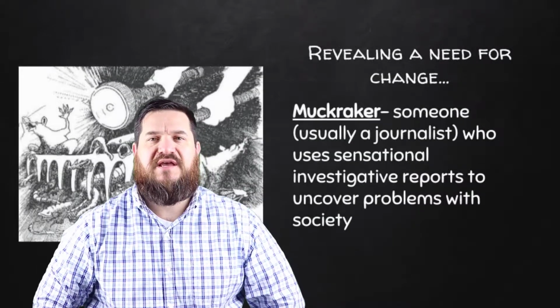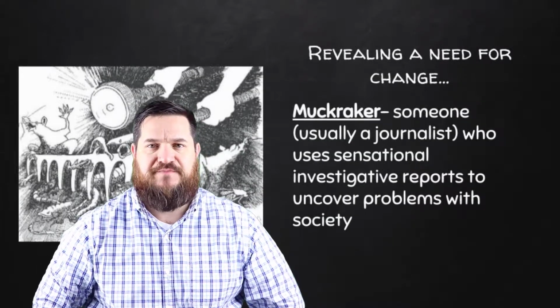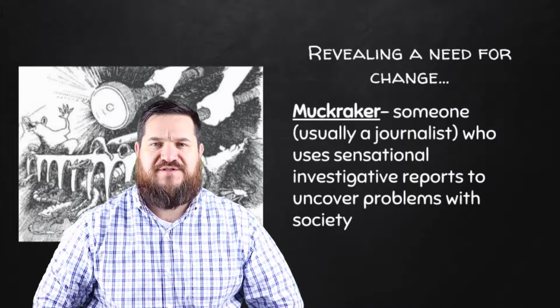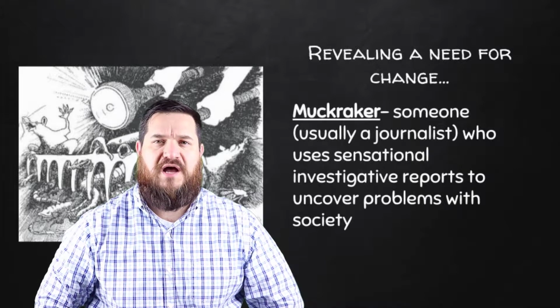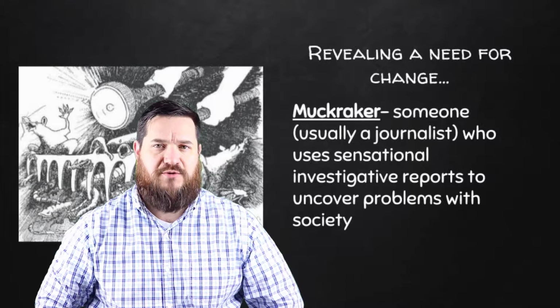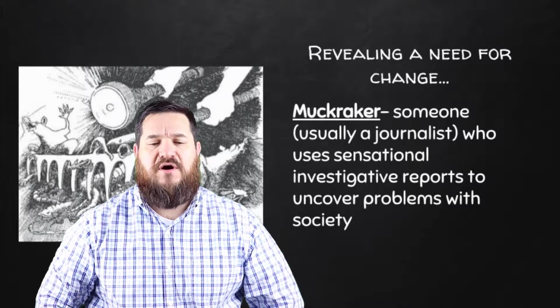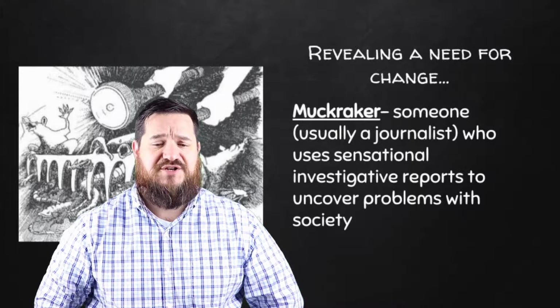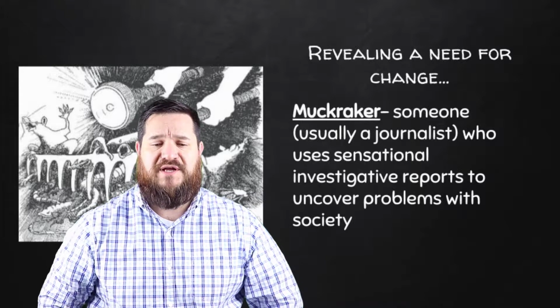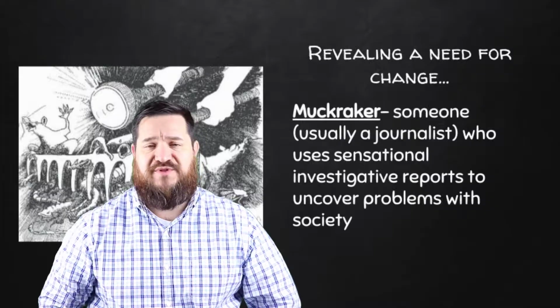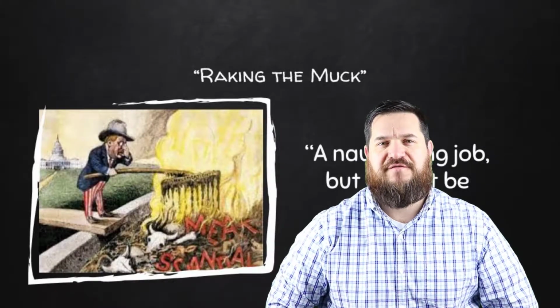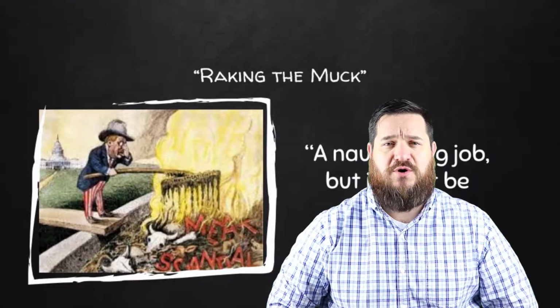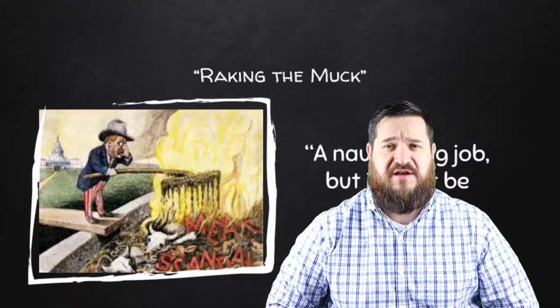So how did we even get on this path to progressivism? A lot of the ideas of progressivism were pushed forth by a group of journalists known as muckrakers. Muckrakers are people, usually journalists, that use some sort of sensationalized investigative reporting to uncover problems within society. Interestingly enough, the term muckraker was actually coined by Theodore Roosevelt himself.